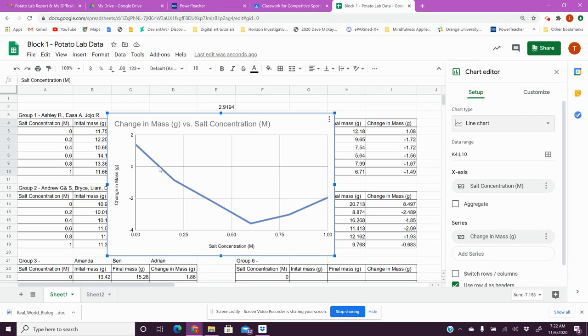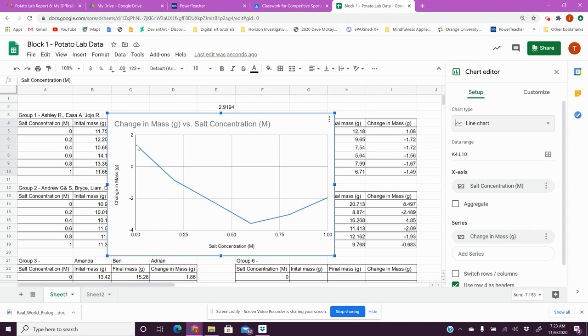So for this data, it tells me that the concentration of salt in a potato is about 0.125 maybe. So that is how I get that information.